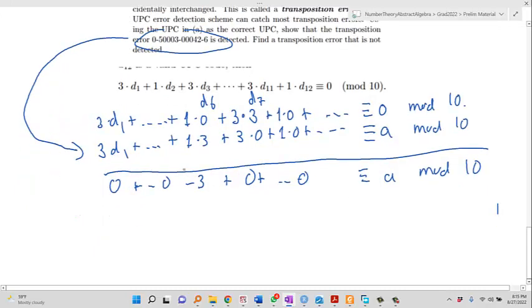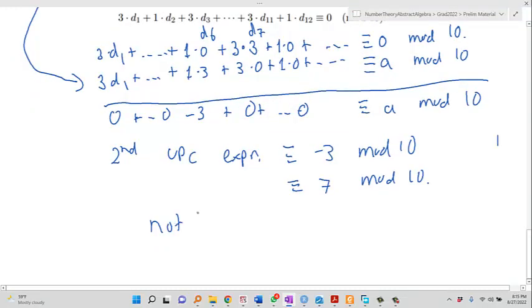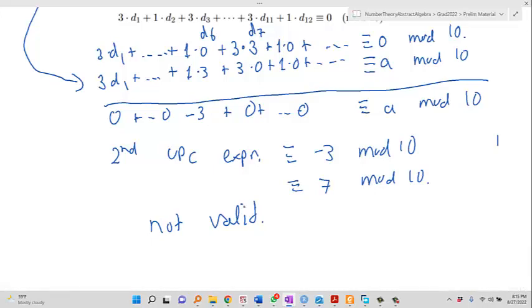Okay, so that means that this second UPC expression is equivalent to minus 3 mod 10, right? Well, minus 3 is also equivalent to 7 because you can add any multiple of 10 to make it work out. So it's not equivalent to 0 mod 10, so it's not valid. Remember, you can do algebra with modular equations just the same way you do with regular equations. You can add them, you can multiply them, you can subtract them. You have to have that kind of facility.